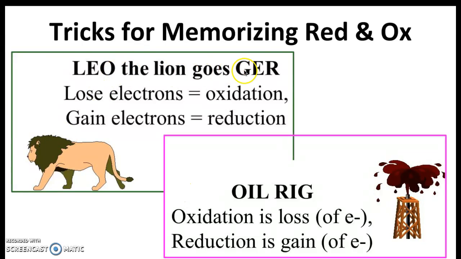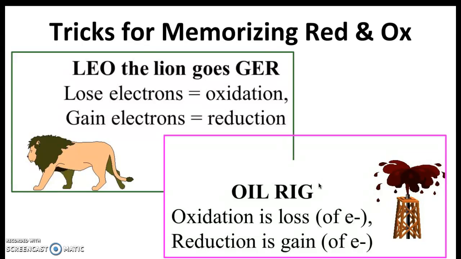The first one is LEO the lion goes GER. If you memorize this expression, it will help you to know when you're dealing with oxidation and reduction, are you losing or gaining electrons? So for LEO the lion goes GER, the LE stands for loss of electrons, and when you lose electrons, it's oxidation, and the GER stands for gain of electrons is reduction. The other example is OIL RIG. It's similar, so the O is for oxidation and IL is loss, so loss of electrons. So OIL is oxidation is loss of electrons, and RIG is reduction is gain, and the gain being of electrons.